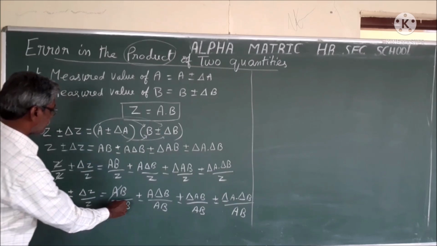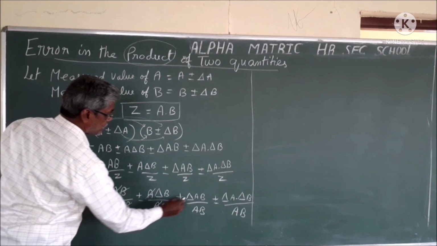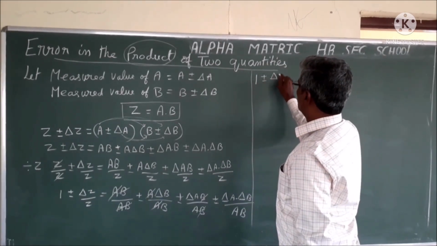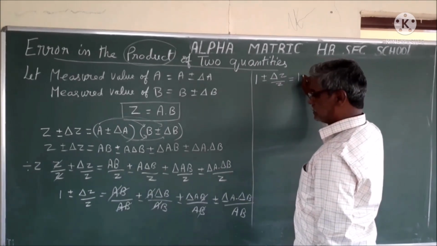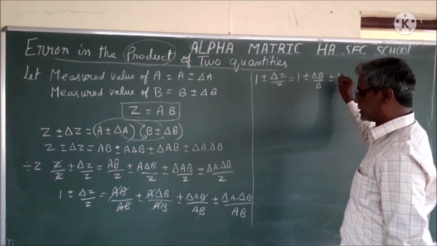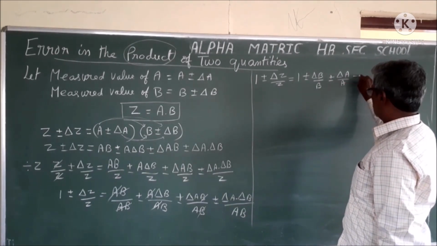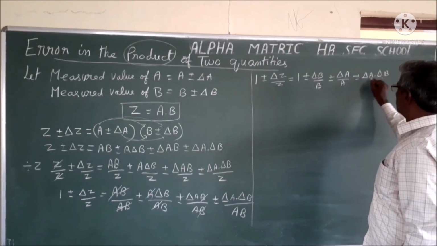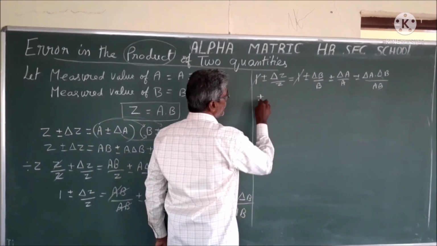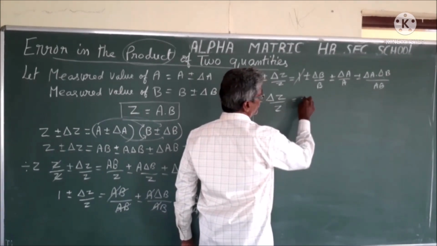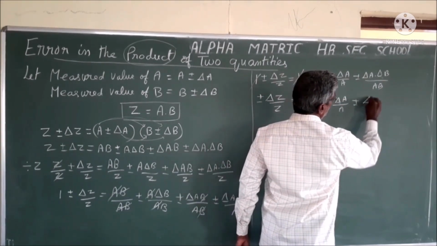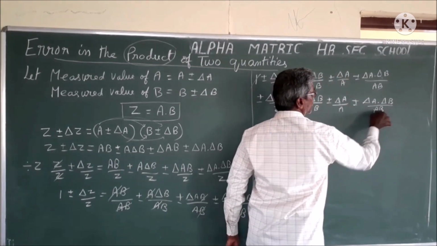Now see, this A and A cancel, A and A cancel, then B and B cancel. So now we can rewrite 1 plus or minus delta Z by Z is equal to 1 plus or minus delta B by B plus or minus delta A by A plus or minus delta A into delta B divided by AB. Here, now this 1 and 1 will be cancelled. Now I will write plus or minus delta Z by Z is equal to plus or minus delta B by B plus or minus delta A by A plus or minus delta A into delta B by AB.